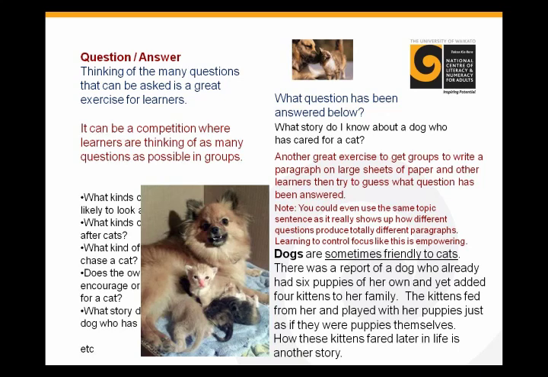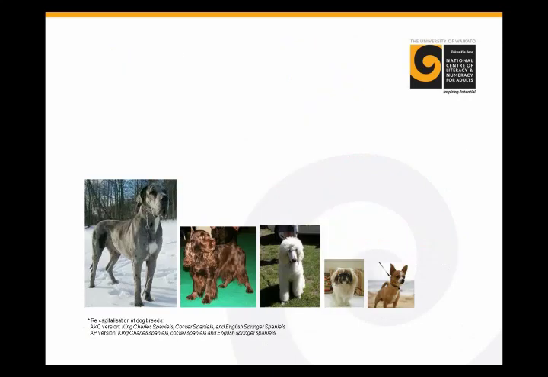That one, how these kittens fared later in life, is another story. That sentence really doesn't have anything to do with the paragraph at all, but you can imagine that maybe the next paragraph is going to be about that topic. So that is called a predicting concluding sentence. Right. Next way to use a paragraph, can you guess?